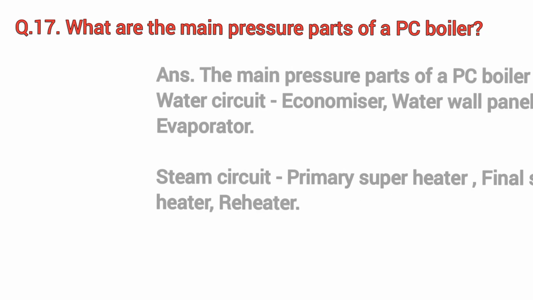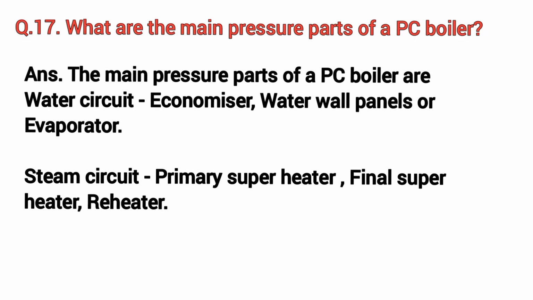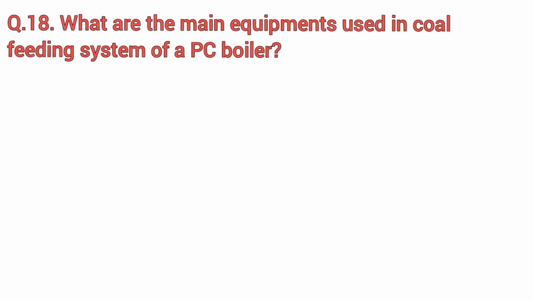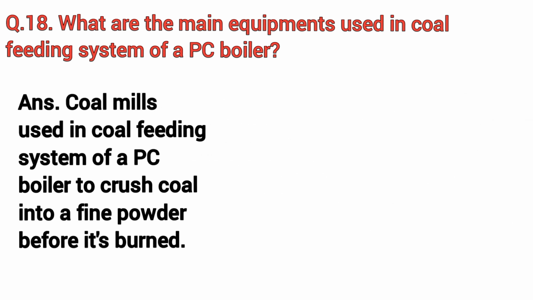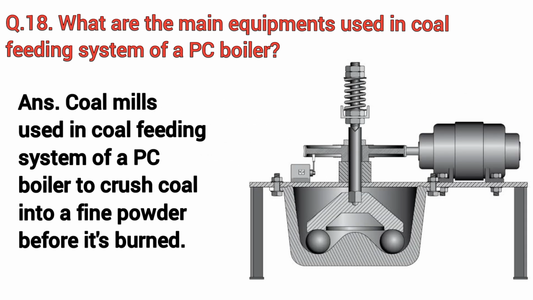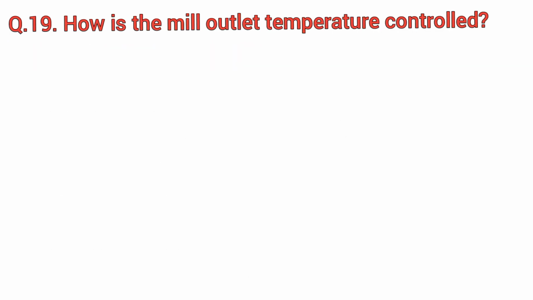The main pressure parts of a PC boiler are the water circuit: economizer, water wall panels or evaporator; and the steam circuit: primary superheater, final superheater, reheater. What are the main equipments used in the coal feeding system of a PC boiler? Coal mills are used in the coal feeding system of a PC boiler to crush coal into a fine powder before it's burned. How is the mill outlet temperature controlled?